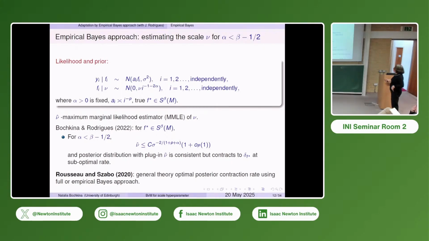Judith and Botton have a general theory for optimal posterior contraction using the full empirical Bayes approach, which is nice for interpretation. We tried to apply it, but I think they have an assumption, for instance, that f has to satisfy stronger assumptions than we have. I think Halder and some others do as well, so I think the results would be similar.